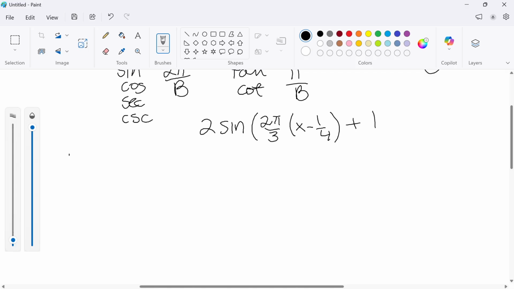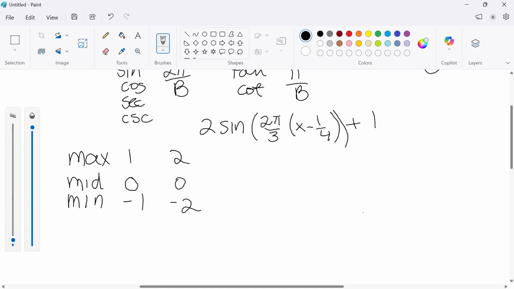So the first thing I'm going to do is find my max, my minimum, and my midpoint. With tangent, cotangent, secant, cosecant, first thing I would do is find the asymptotes. But with sine and cosine, I'm going to find the max and min. The maximum for sine and cosine is plus 1, the minimum is minus 1, and the midline is 0. But now I'm stretching this by 2, so it's 2 times 1 is 2, 2 times 0, 2 times negative 1 is negative 2. But then I'm also moving it up 1. That's going to be 3, 1, and minus 1. So there's my maximum, my midline, and my minimum.